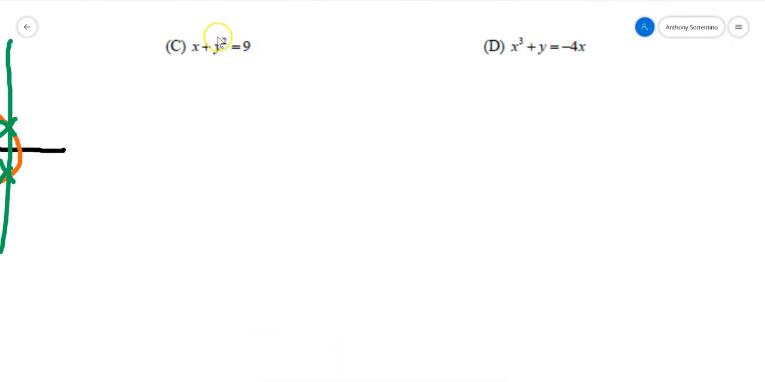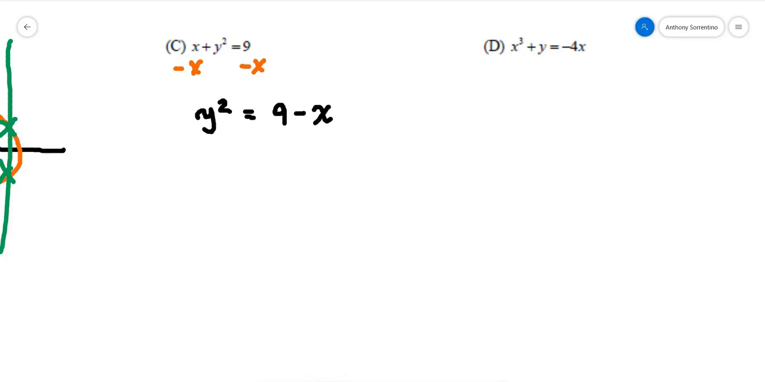For C, I'd have to solve this equation for y. So it gets into some equation solving things. I'll subtract x from both sides, which would give me y squared equaling 9 minus x. And now I have to get rid of that square.